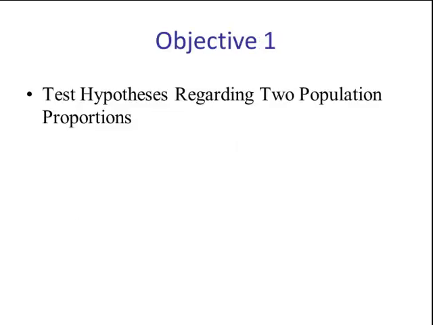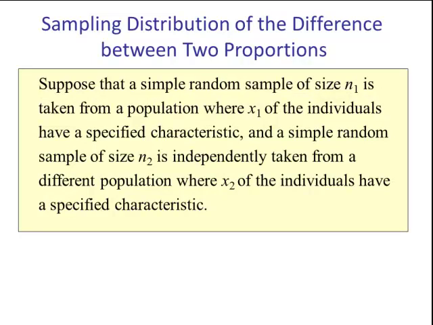Lesson objective: sampling distribution of the difference between two proportions. Suppose that a simple random sample of size n1 is taken from a population where x1 of the individuals have a specified characteristic, and a simple random sample of size n2 is independently taken from a different population where x2 of the individuals have a specified characteristic.